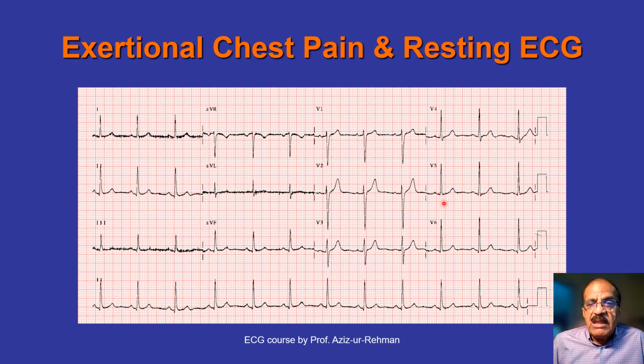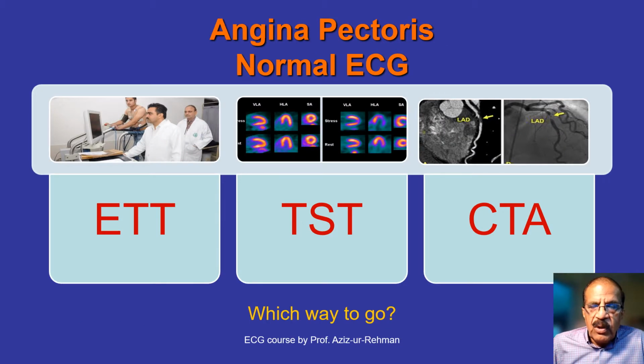But if you are treating this patient, this ECG should not rule out coronary artery disease if the symptoms are suggestive. So what do we do then? What do you think you should do? There are three possibilities. One possibility is to do an exercise tolerance test.